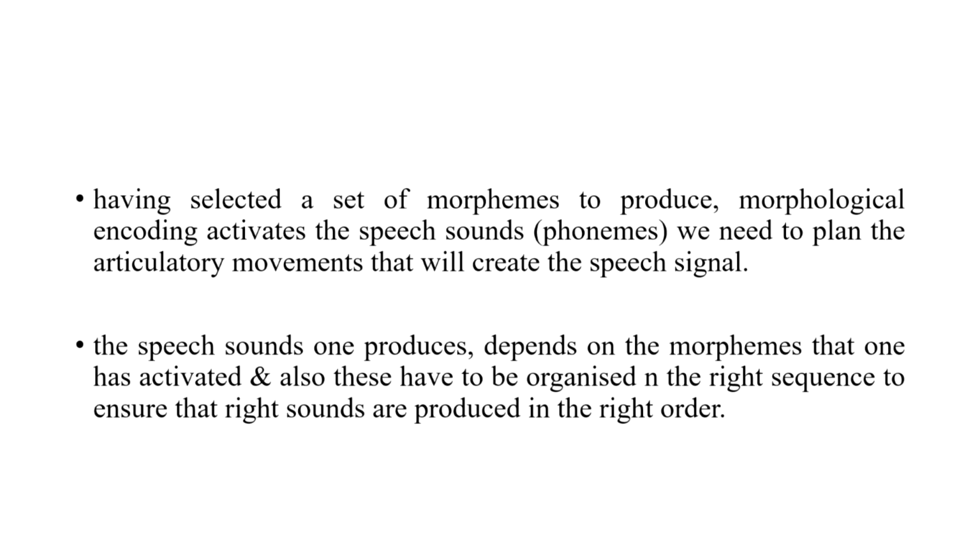So having selected a set of morphemes to produce, morphological encoding starts activating the speech sounds we need to plan the articulatory movements that will eventually create the speech signal. The speech sounds one produces depend on the morphemes that one has activated, and they also have to be organized in the right sequence. Now again, when we speak, we are not speaking phonemes in a jumbled order. Our words are obviously concatenations of phonemes, but we do not jumble them up. They have to be executed in the same order.